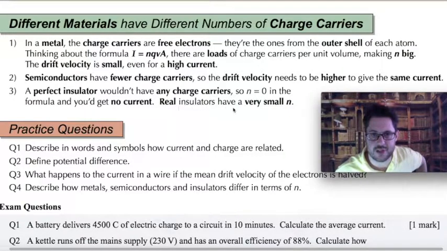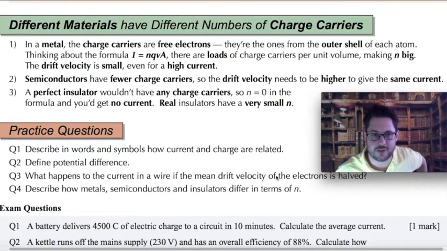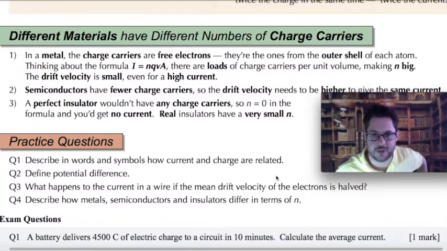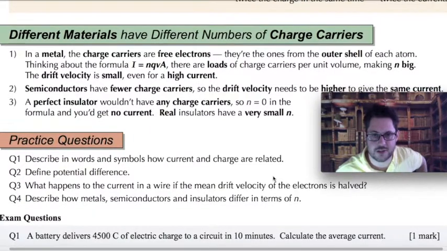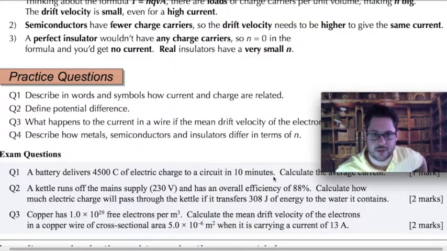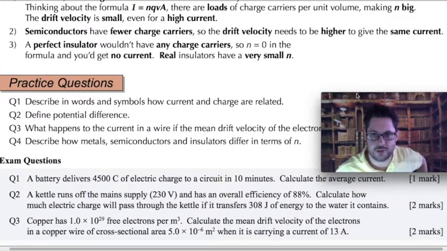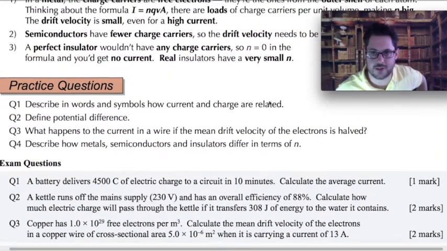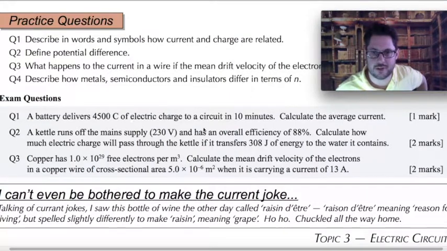So here it says real insulators have a very small N, because if you put enough current through them, or enough voltage across them, they can force something to happen. Okay, so here are a few questions at the bottom. I'd just like you to have a go at them, and then we'll go over the answers.